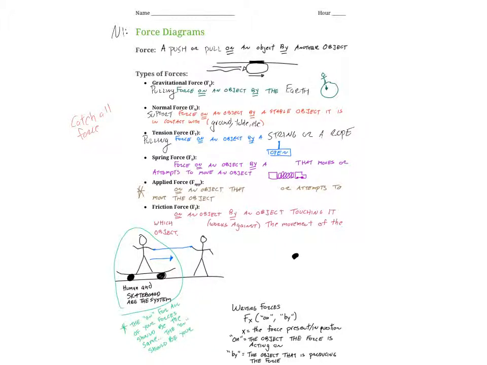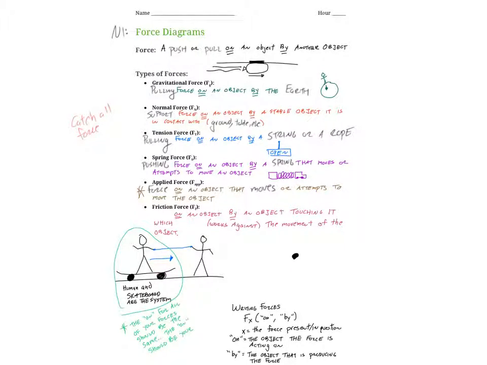Okay, then we have a spring force, which is a pushing force on an object by a spring that moves or attempts to move an object. So here I have a car that's next to a spring. The spring is compressed, the spring relaxes, it pushes the car, and that's what drives the object, which in this case is the car. We also have the applied force, which is one that we're not going to use very often, but it's the force on an object that attempts to move or moves an object.